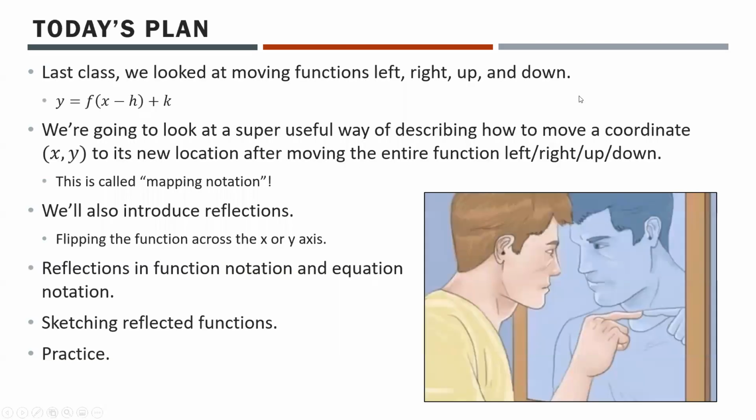Let's get going. So today's plan, first of all, last class, like I just mentioned, we looked at moving functions left, right, up, and down. Basically, we looked at it under this idea that there's a function notation that looks like this, where you are changing something inside the function. So you're replacing the value of x with an x minus h. And then on the outside of the function, you're adding some k.